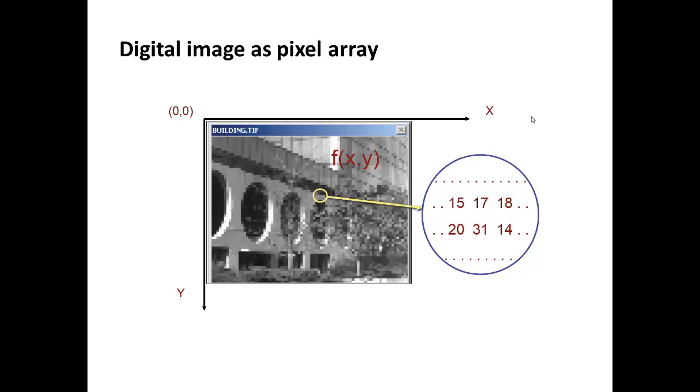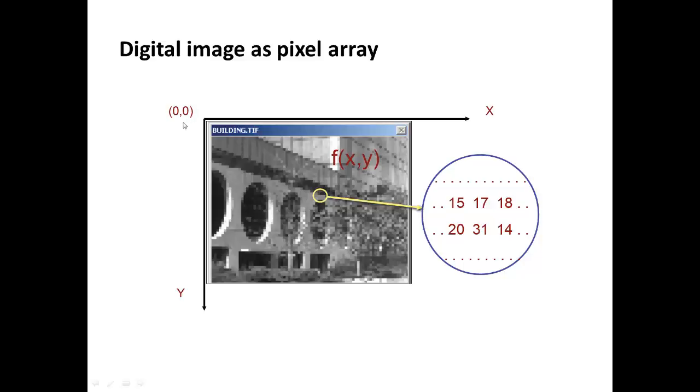A digital image, as we talked about in the first class, can be treated as a matrix or a two-dimensional array. See this figure here. For each pair xy, we have a gray value. See this yellow circle. If we enlarge it, then for each point inside the yellow circle, we have a value.